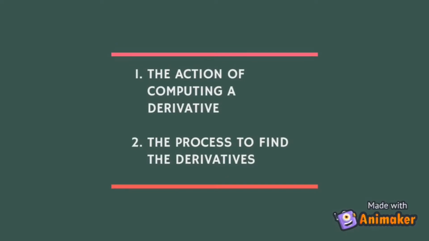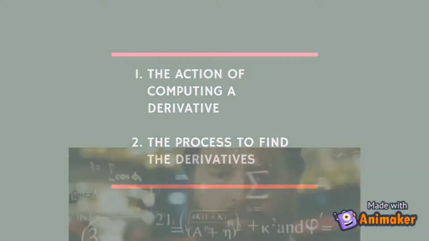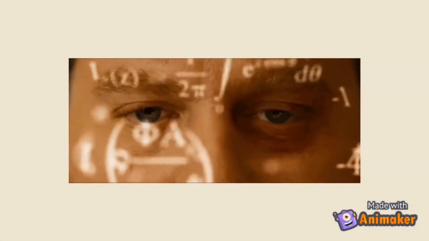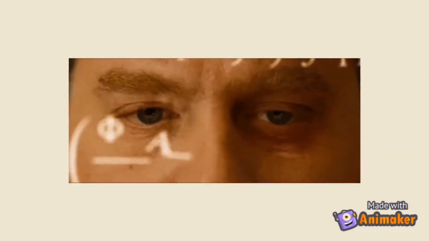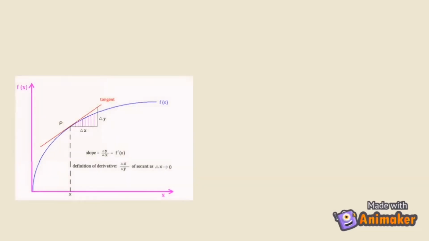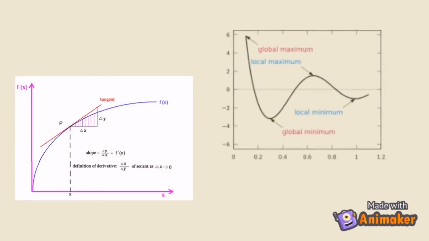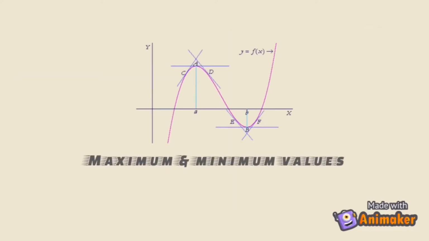Differentiation is the action of computing a derivative. In the simplest words, differentiation can be said as the process of finding the derivative of a function. Since differentiation is a wide topic, there are a few subtopics under it. The most common use is to find the slope of a graph or the tangent to a curve. You can also work out the maximum and minimum values. Because of that, we decided to proceed with the subtopic of maximum and minimum values.